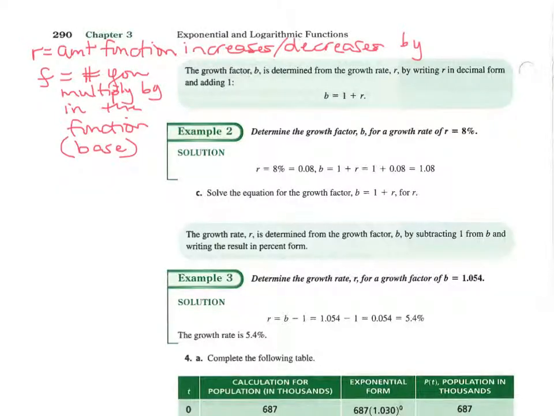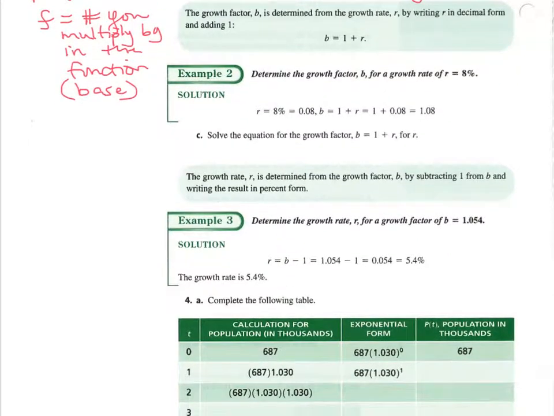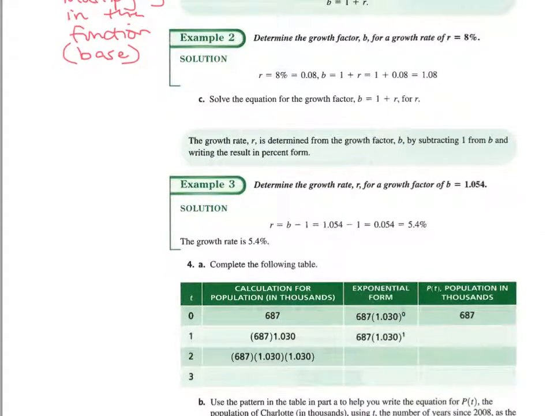Okay. So next thing, they're just going through the difference between B and R. Obviously one comes from the other. If I know R, then I just add 1 to it to figure out what I have to multiply by each time to get that growth to happen. Okay, so they're giving us a couple examples. These ones are already done for us. Let me go to this one. Determine the growth factor B for a growth rate of 8%. Our growth factor would be 1.08.